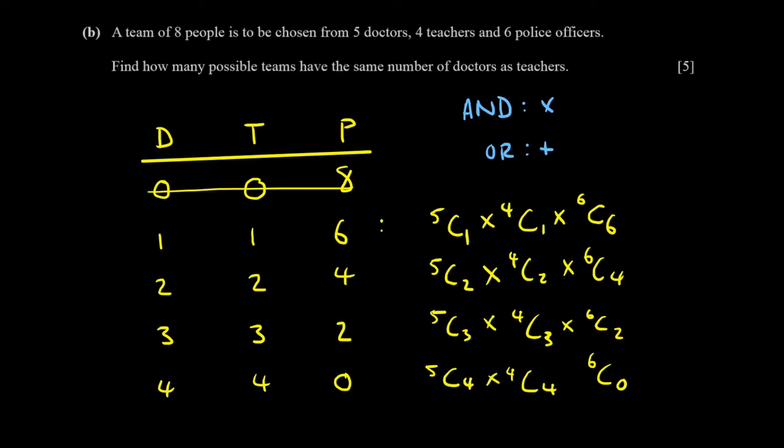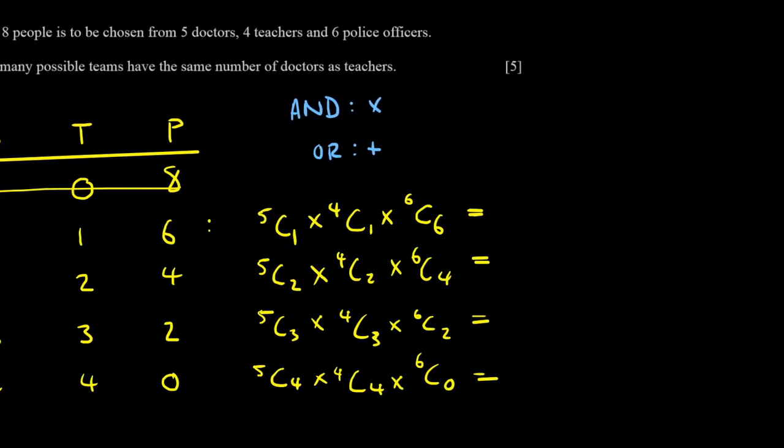Okay. And so now I need to calculate each of these. I'll key this into my calculator. Well, 5C1 is 5, 4C1 is 4, and 6C6 is 1. So 5 times 4 times 1, that's 20. Okay, I'm going to calculate the other two. So 5C2, that's 10.